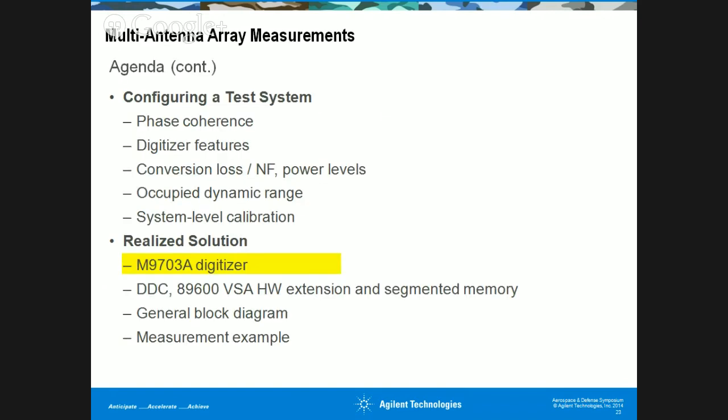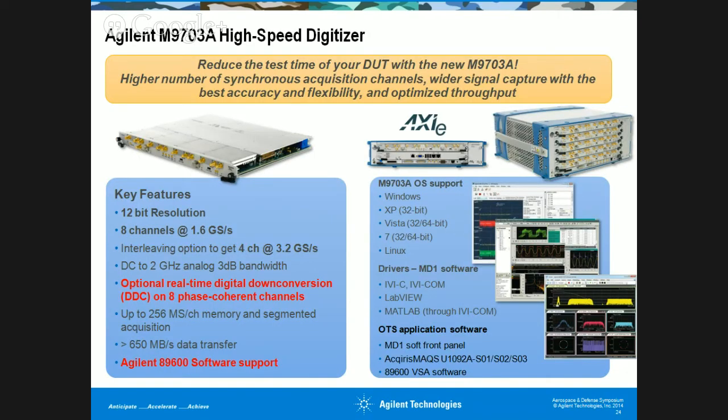Okay, so now let us focus on this particular receiver which I'm going to talk about, which is an 8-channel receiver. This is the M9703A 8-channel AXIe platform receiver. Now this is based upon the newest modular platform called AXIe, which has a 12-bit resolution up to 8 channels sampled at 1.6 gigasamples per second. You have an interleaving option up to 4 channels, wherein you can get up to 3.2 gigasamples per second of sampling rate. You have an optional real-time digital down conversion on 8 phase coherent channels and up to 256 megasamples of channel memory and segmented data.